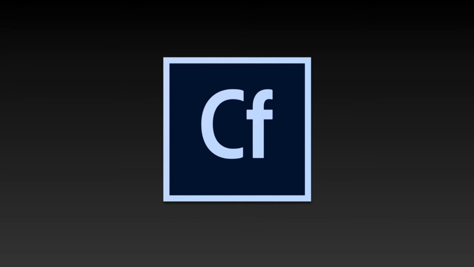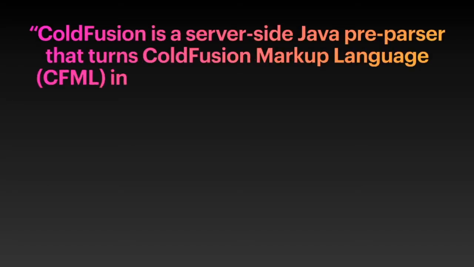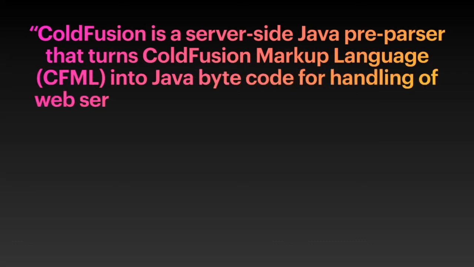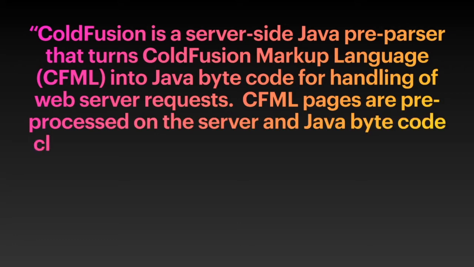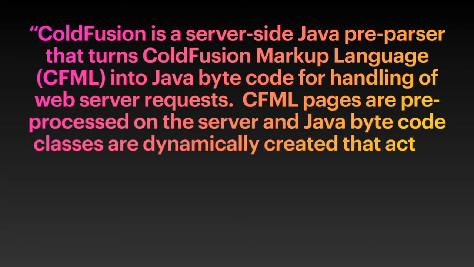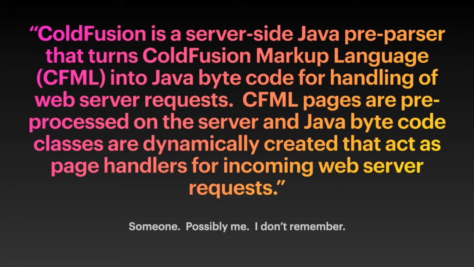Now, what is ColdFusion? I'm going to start with the technical definition. ColdFusion is a server-side Java pre-parser that turns ColdFusion markup language, CFML, into Java bytecode for the handling of web server requests. CFML pages are pre-processed on the server, and Java bytecode classes are dynamically created that act as page handlers for incoming web server requests. Now, that's a long technical definition. Honestly, I don't even remember where I got it. It could have been me.